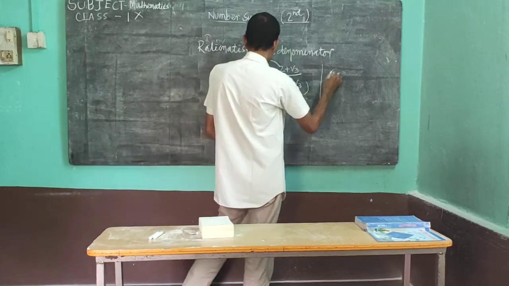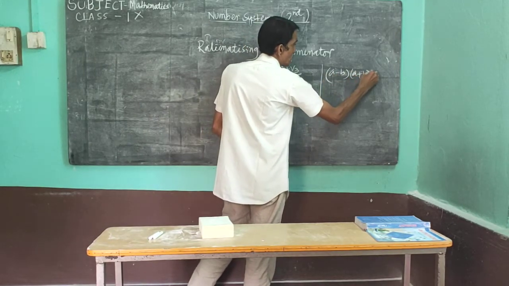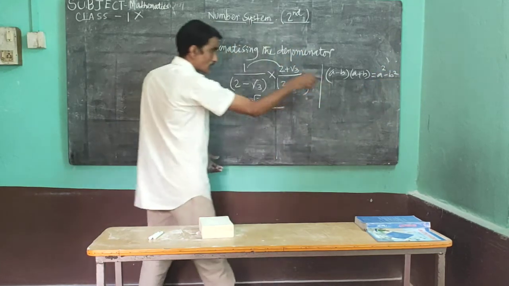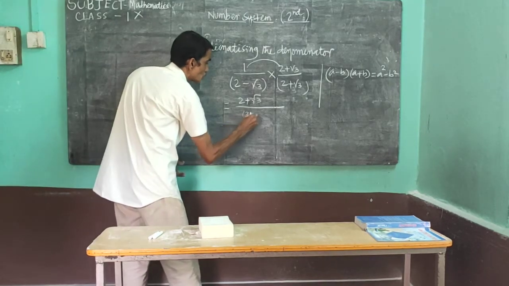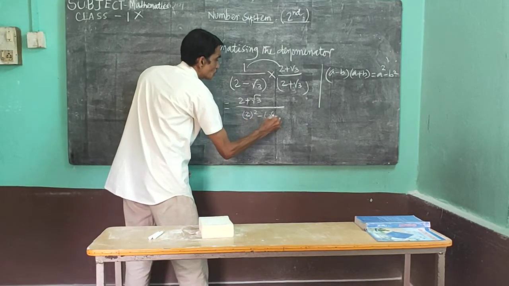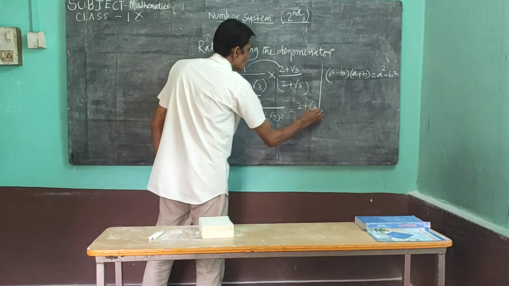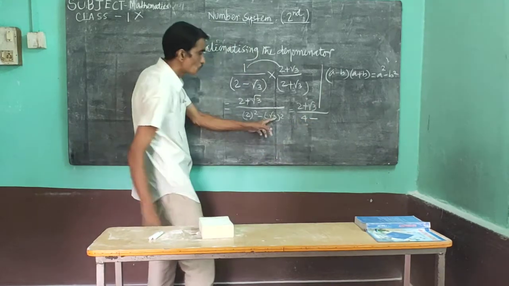I know that a minus b when multiplied by a plus b, my answer is a square minus b square. So the same algebraic identity I will use here. So I got 2 square minus root 3 square. Then my answer is 2 plus root 3 by 2 square, which is 4, minus root 3 square.